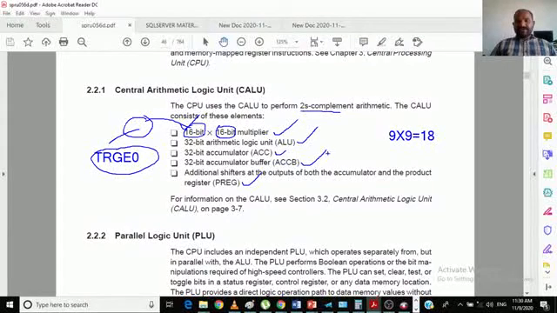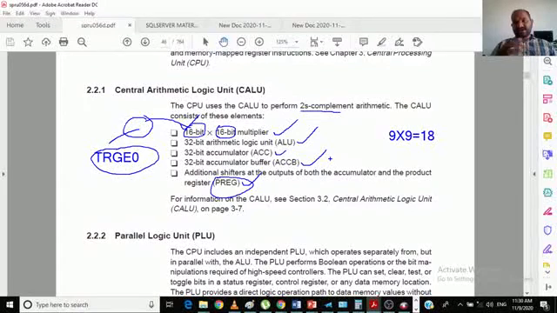In the same way, when you take the maximum 16-bit number and the maximum 16-bit number, the product of this 16-bit multiplication gives a 32-bit result, and that 32-bit result will be stored inside the product register. The result of this multiplication is stored in the 32-bit product register. Is that clear?